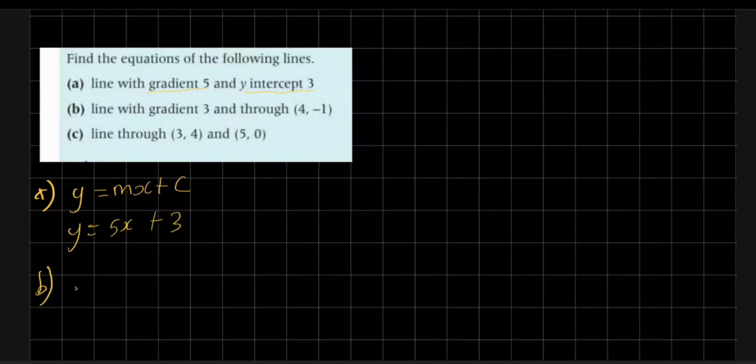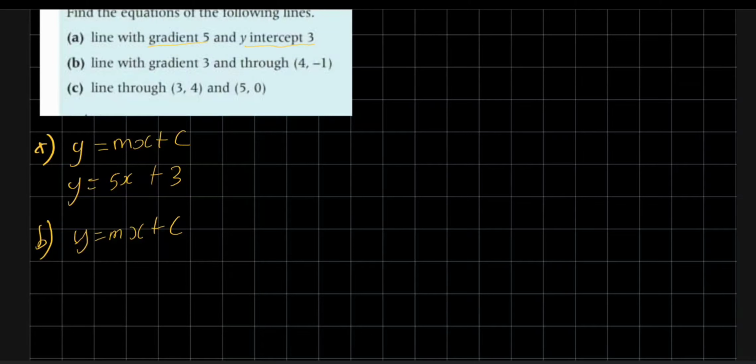And then we have B, which says the line with gradient 3 through 4 and negative 1. So this will be once again y equal mx plus c. Once again, we replace x and y with this point that they give us, because the line passes through it, and they gave us the gradient as 3. So to find c, we put in all of those values and solve for c. So x will be 4 and negative 1 will be y. Negative 1 is equal to the gradient, which is 3, times the x, which is 4, plus c.